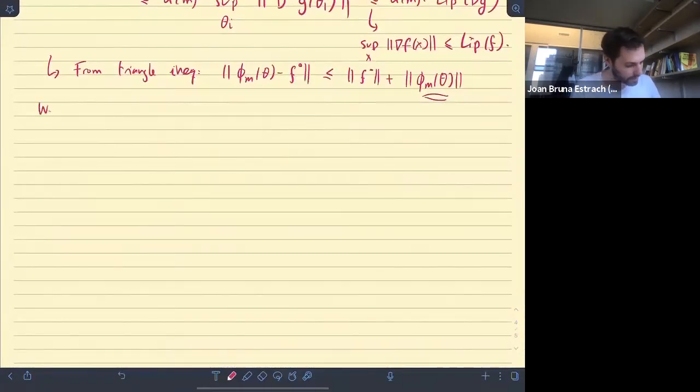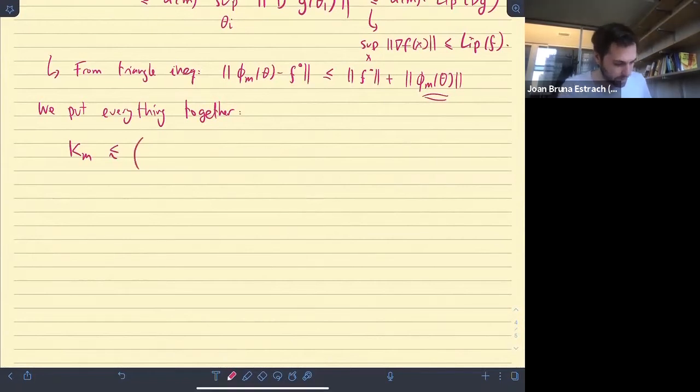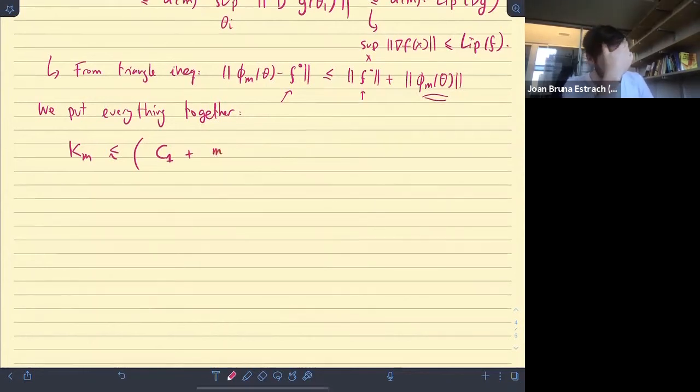All right, so now we put everything together. What do we get? We know that this relative scale is going to be controlled by the first error, the thing that we have here. So this is going to be some constant, let's call it C1, that doesn't depend on M or alpha, plus the square root of what we had before, which is square root of M, times alpha M, times another constant, if you want.